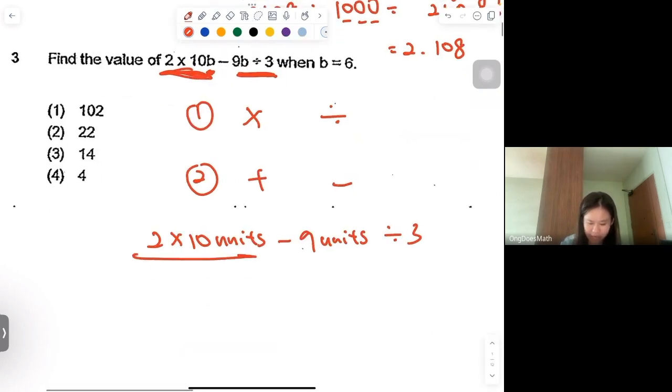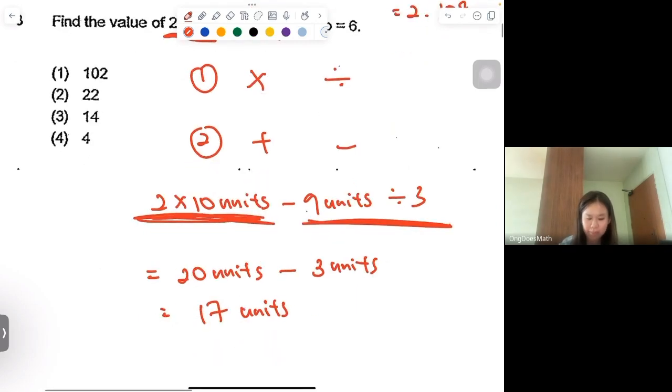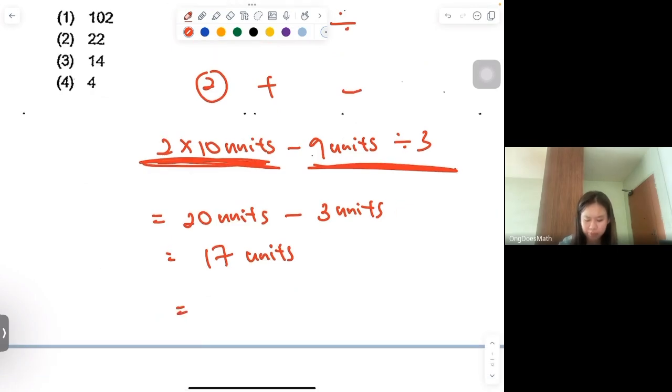So what is 2 times 10 units? Means you got 20 units, right? What is 9 units divided by 3? Means you are left with 3 units. So in the end, you get 17 units. But in this case, remember that we replace b with units. So you replace units back with b, you get 17b.